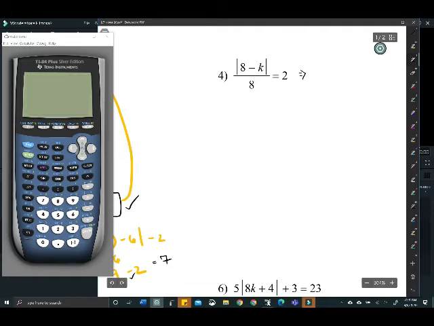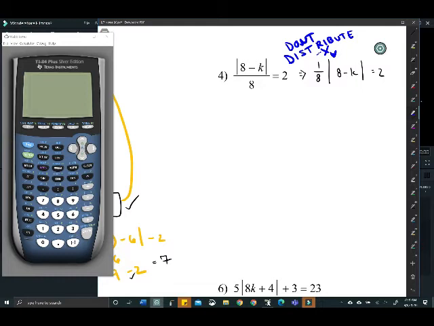You can also think of this, the way it looks is a little intimidating, but we can think of it as 1/8 times the absolute value of 8 minus k equals 2. So you can feel free to rewrite it. Doing that, now another thing with absolute values is you do not distribute. Don't ever distribute to an absolute value. Absolutely don't distribute. So if that was your thought, it's okay, you may not have known, but don't distribute. Instead, when we deal with fractions, multiply by the reciprocal.